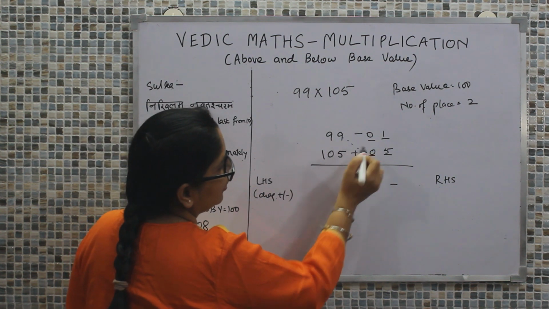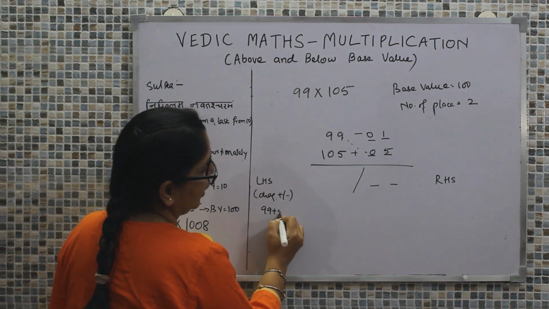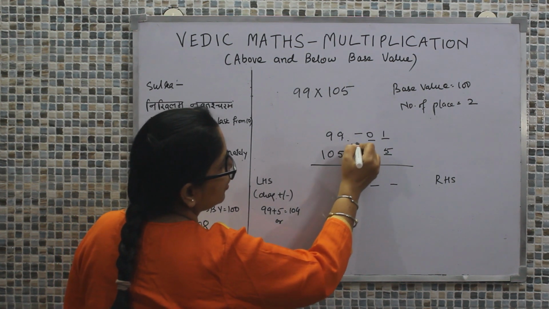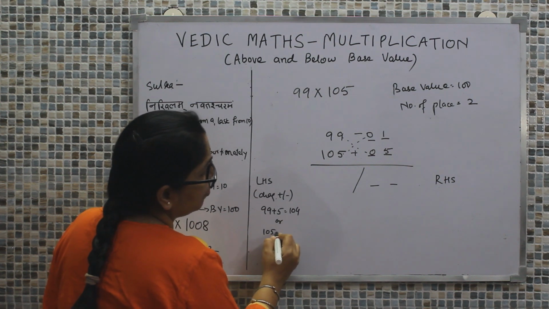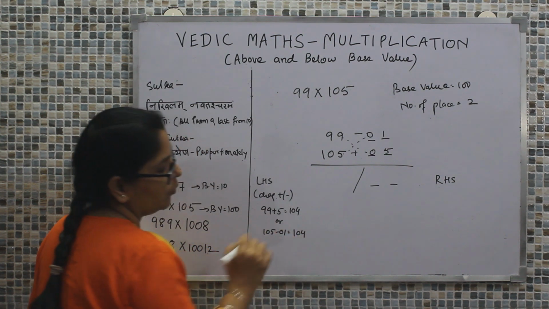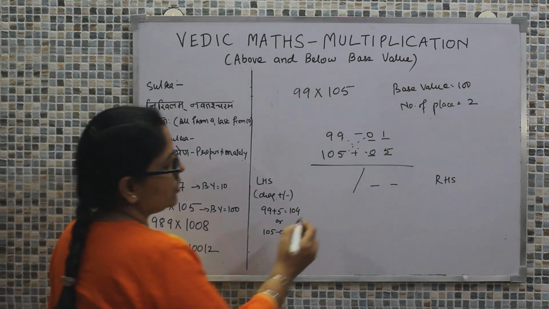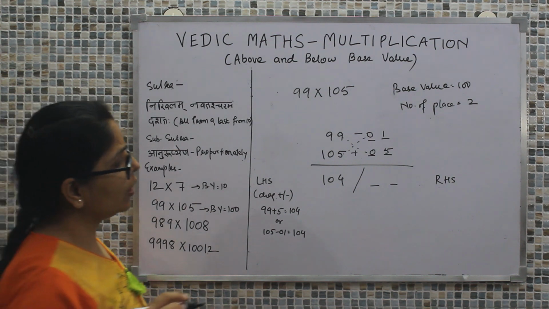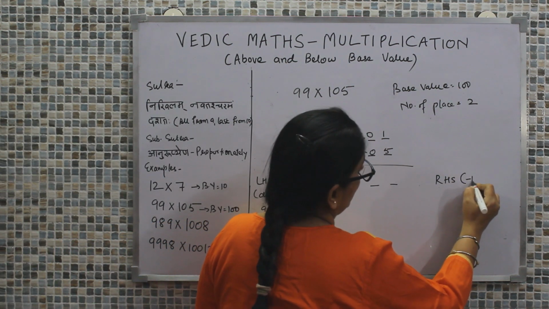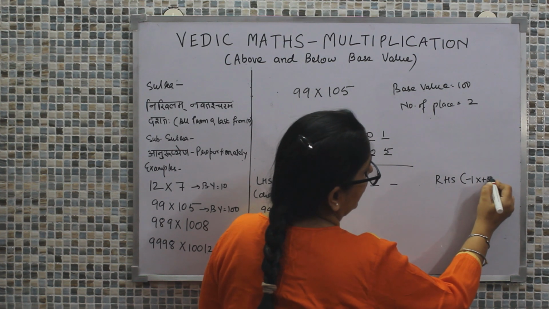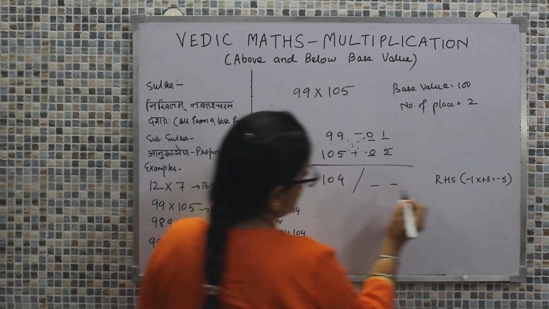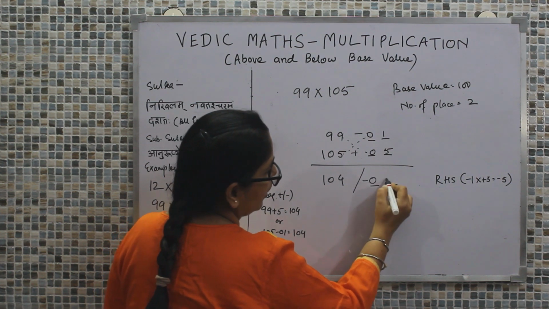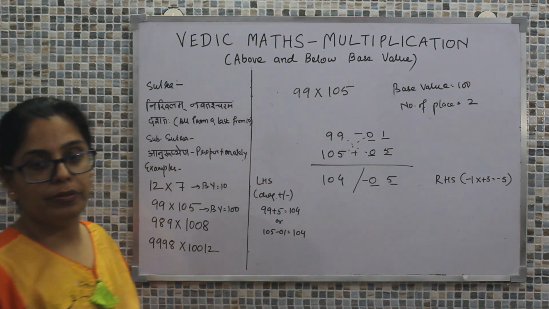So we have 99 plus 5, so that is 104, or 105 minus 1, so that is 104. So we are done with the LHS portion, we have 104. Coming to the RHS portion, we have minus 1 into plus 5, so that will be minus 5. Now because we have 2 places in the RHS, we need to write it as minus 05.